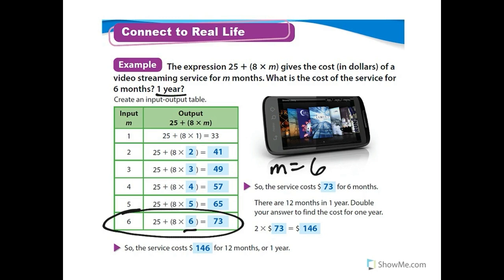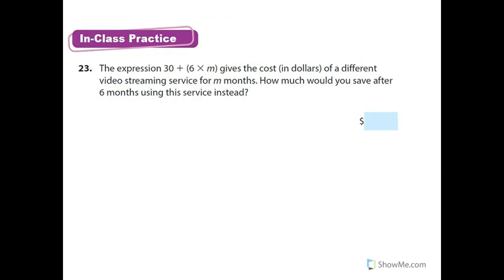So we put the input in at 6. So m is going to equal 6. M is the number of months. So 25 plus 8 times 6 equals 73. So the service costs $73 for 6 months. Well, there are 12 months in 1 year, so you double your answer to find the cost for 1 year. There it is. So the service costs $146 for 12 months or 1 year. Alright, keep something like that in mind.